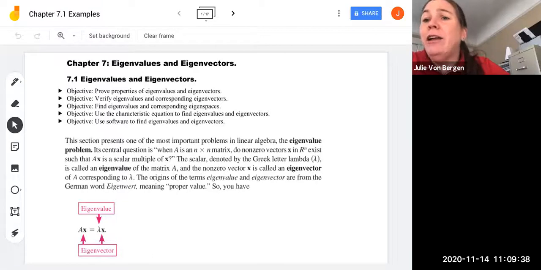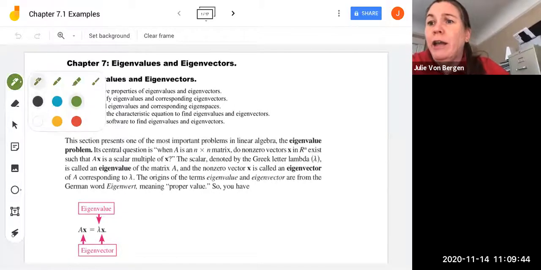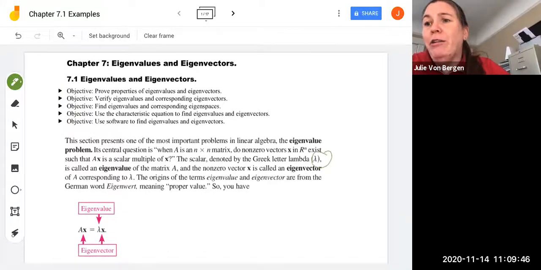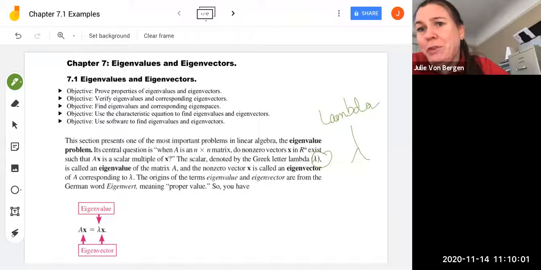The scalar is denoted by the Greek letter lambda that we see right here. When you draw it, if you just want to use L, that's fine. Or I make the short leg and then the longer leg first to get my lambda symbol when I draw it by hand. That lambda is called an eigenvalue of the matrix A, and the non-zero vector x is called an eigenvector of A corresponding to lambda.